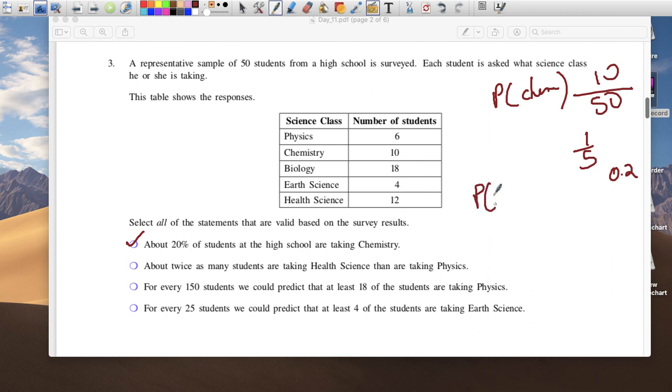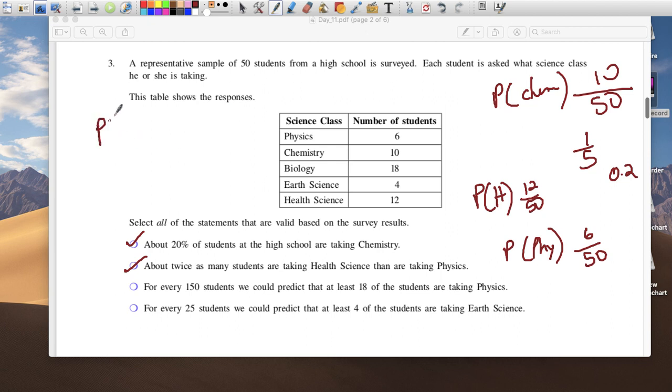Next: about twice as many students are taking health science than taking physics. People taking health science are 12 out of 50, and people taking physics are 6 out of 50. So about twice as many are taking health science, that's correct. Next: for every 100 students, we would predict that at least 18 are taking physics.